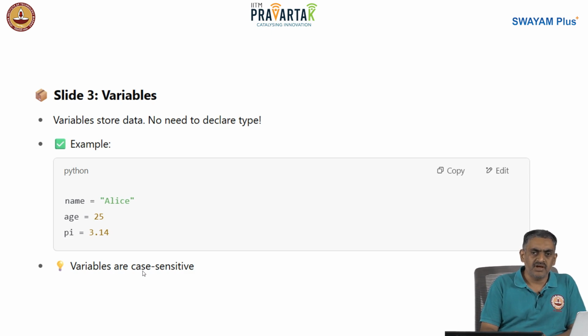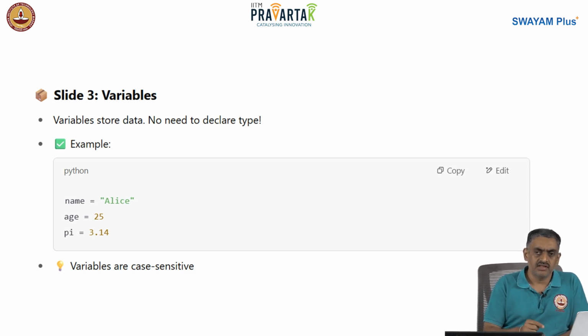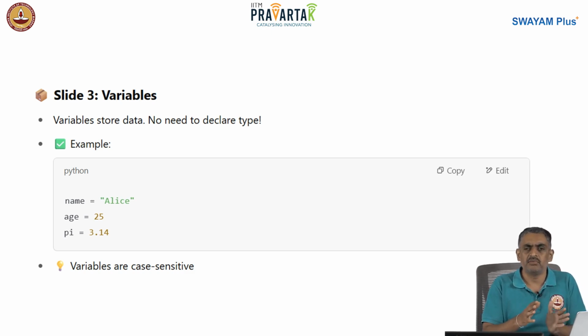You have to remember that variables are case sensitive. Suppose I type name is equal to Alice, and then when printing I say print capital NAME, you wouldn't get any value. Or if I say print age, it prints 25, but if I say print capital AGE, it wouldn't give any value. So you have to remember that variables are case sensitive. These are all the building blocks.